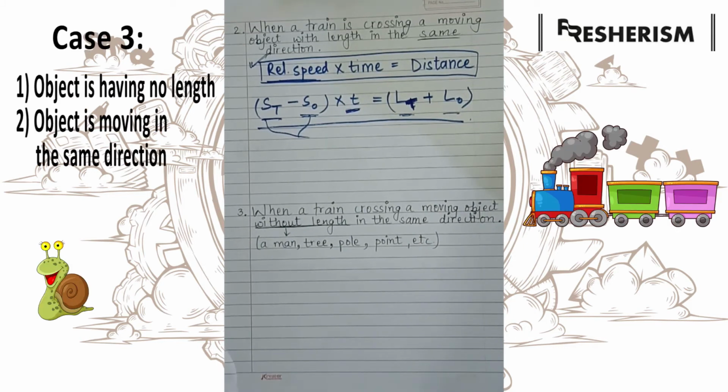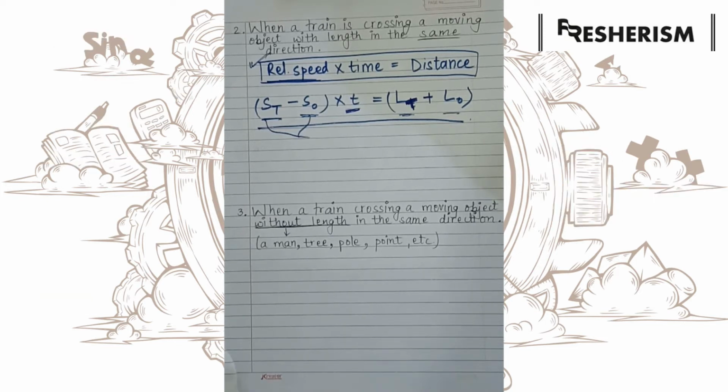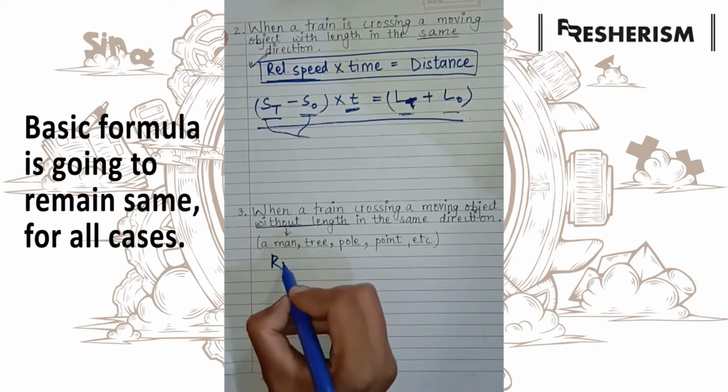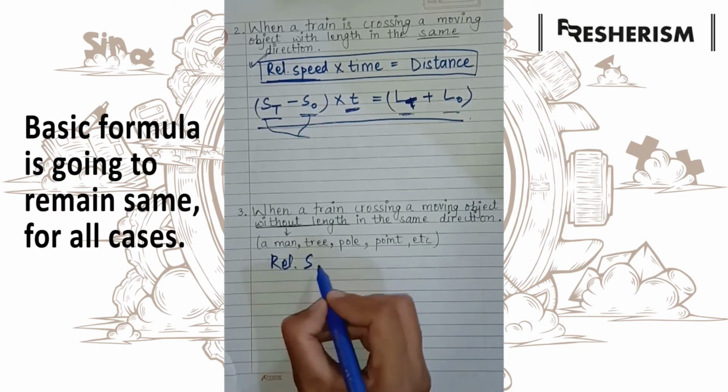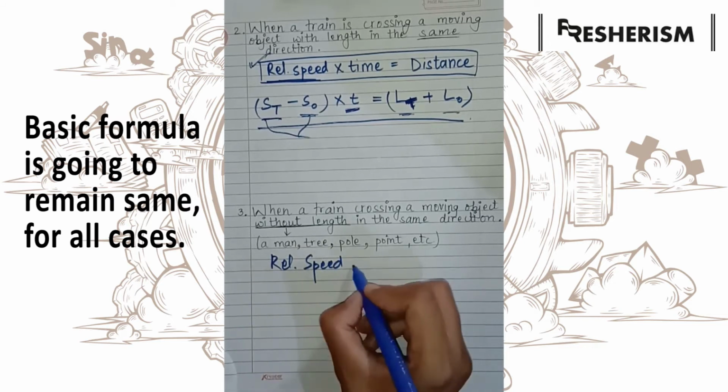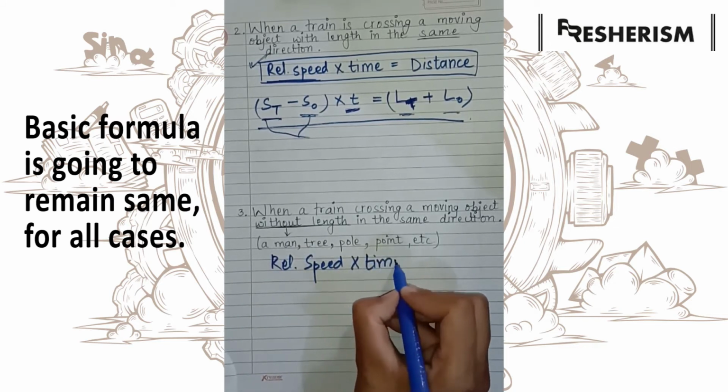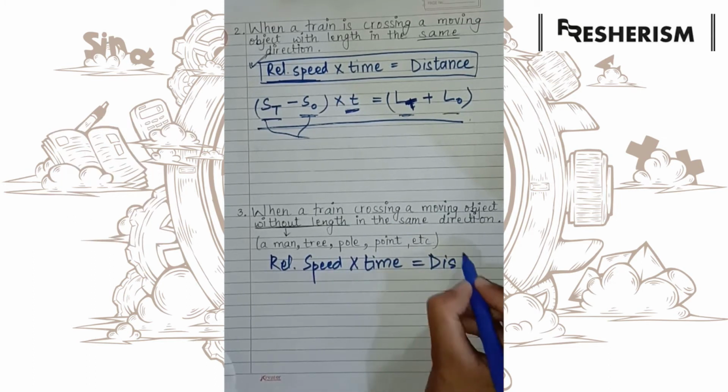Third case is when a train is crossing a moving object without length in the same direction. That is, the train is crossing a moving object, but that object does not have any length. That is, that object might be a man, tree, pole, or a point, and the object is moving in the same direction as that of the train. So the basic formula here also remains the same. That is, relative speed multiplied by time is equals to distance.